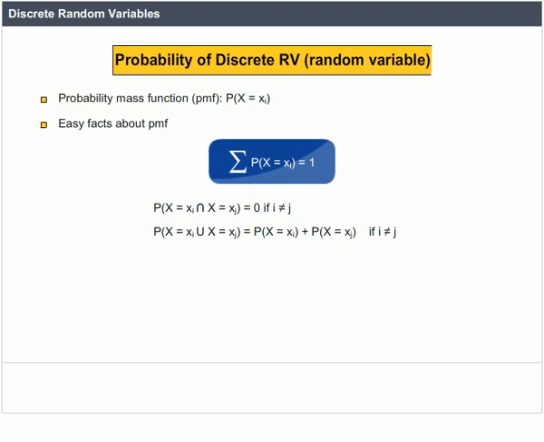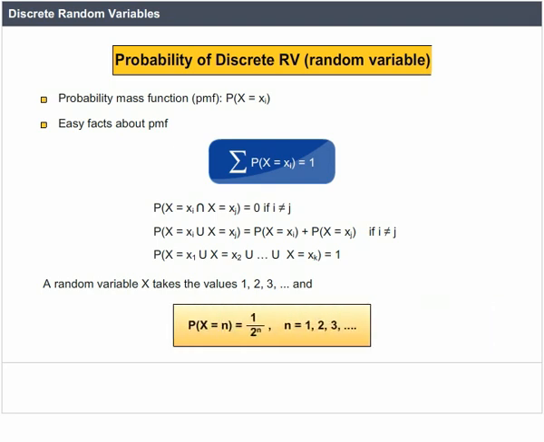If i is not equal to j, then probability of X = x1 union X = x2 union, etcetera, up to X = xk, equals 1. A random variable X takes the values 1, 2, 3, etcetera, and probability of X = n equals 1 by 2^n, n equal to 1, 2, 3, etcetera.